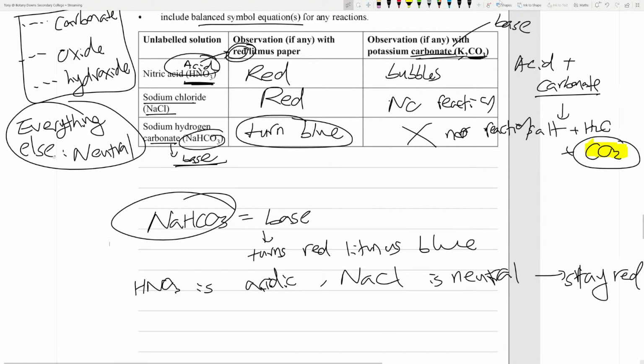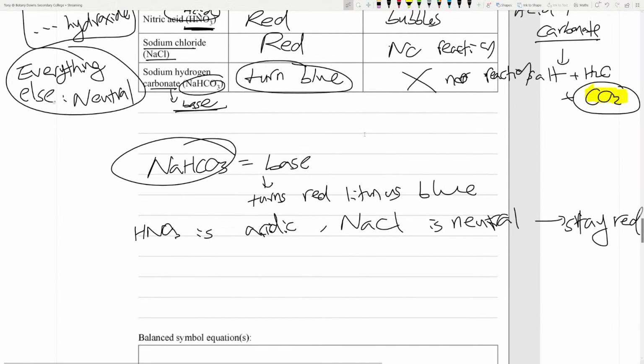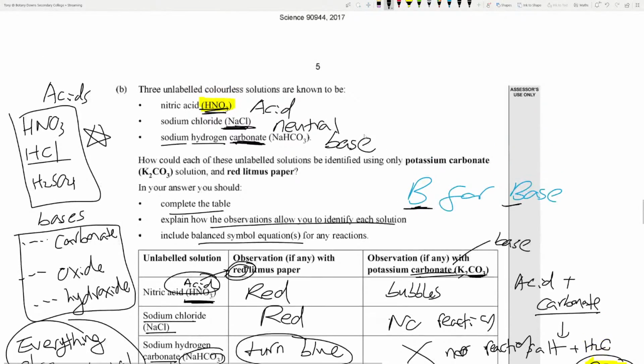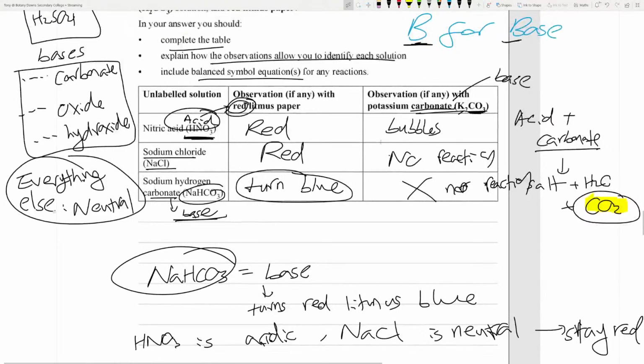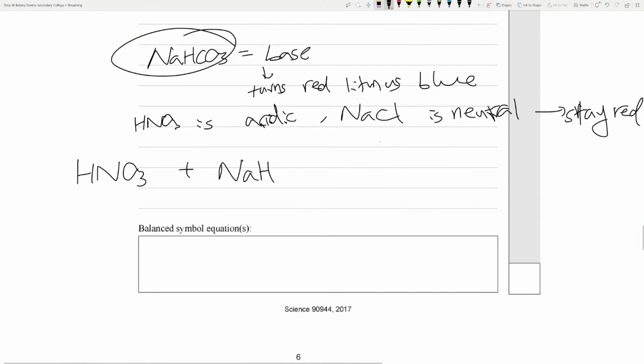Now for the next one. No, it's not our school exam paper. This is a 2017 NCEA paper. So how do we know to test for the other one? What solutions do we have? HCl, HNO3. So if I have HNO3 reacting with NaHCO3, if it reacts with K2CO3, how do we know? We make bubbles.